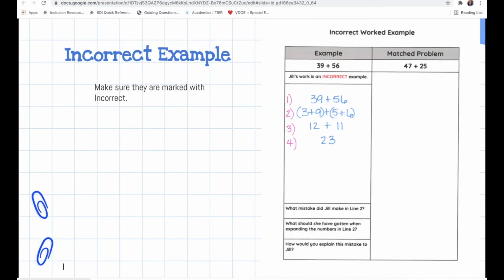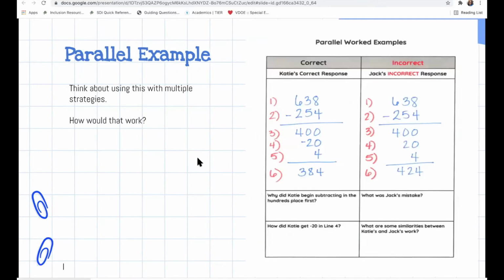Now, again, what do we want? Those questions at the bottom. We want to make sure that the student can verbalize what they know. What mistakes did Jill, in this case, make in line 2? She didn't break down the problem. She didn't decompose her numbers correctly. And so we can talk about that. What should she have gotten when expanding the numbers in line 2? And then, how would you explain this mistake to Jill? If a student can explain it, they understand it. Again, it's kind of like if we can teach it, we understand it. So that's big for our students.